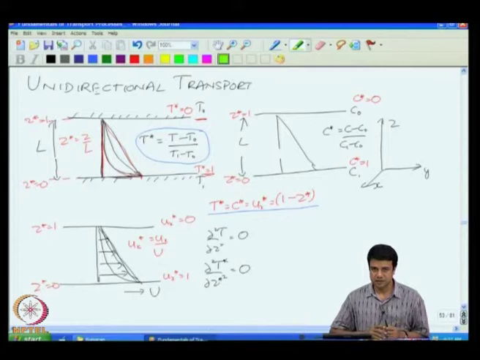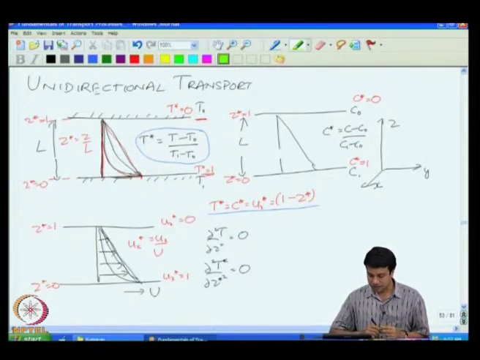The fluxes in the case of heat transfer are given by Fourier's law. In the case of mass transfer, it is given by Fick's law. Momentum transfer: two plates, one moving, the other stationary. In this case, the shear stress is related to the gradient in the velocity by Newton's law of viscosity.